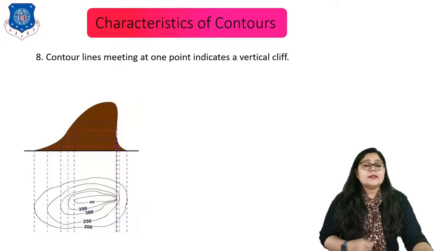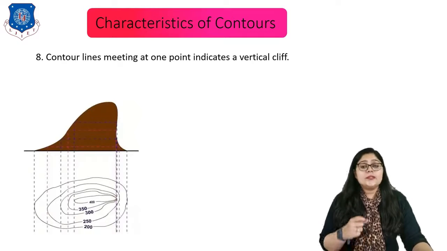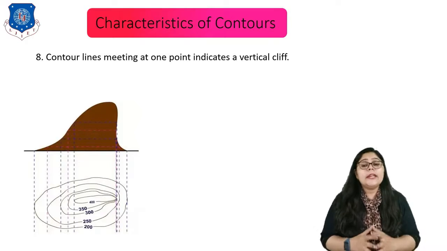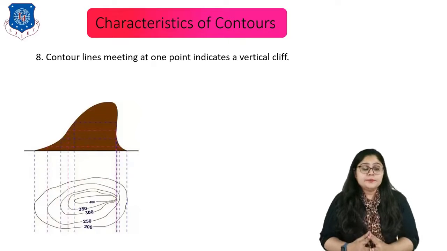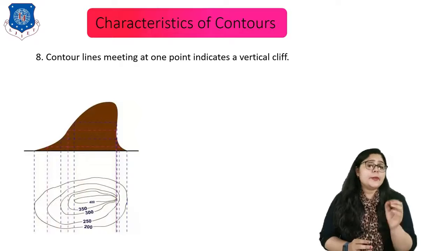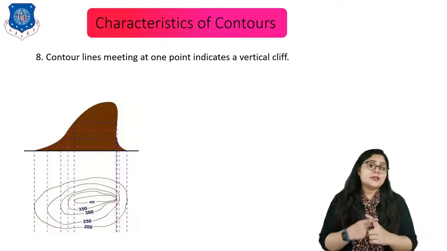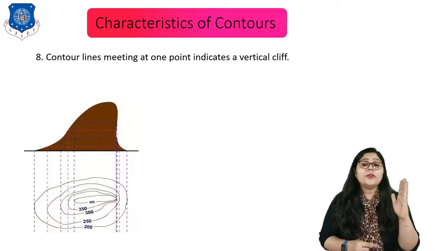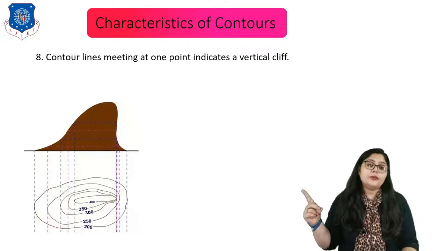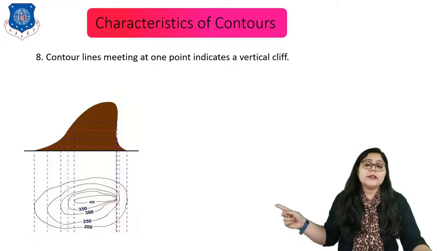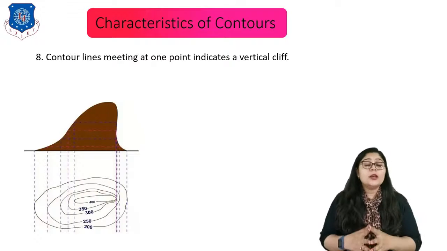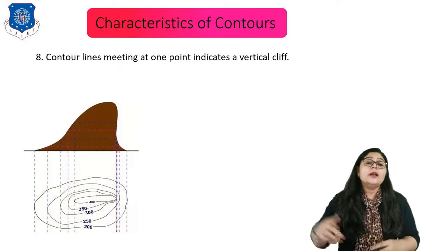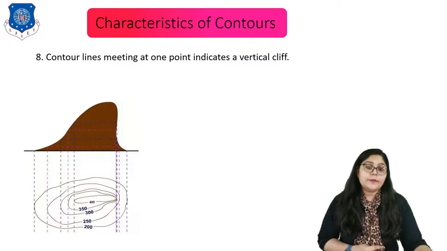Now, let us understand the eighth characteristic, which says that contour lines meeting at one point indicate a vertical cliff. Generally, contour lines having a specific value can't cross each other, but they can meet at one point based on the topography of that area. Here on screen you can see that all the lines are meeting at one point. Whenever this kind of topographical condition arises, that is known as a vertical cliff, right?